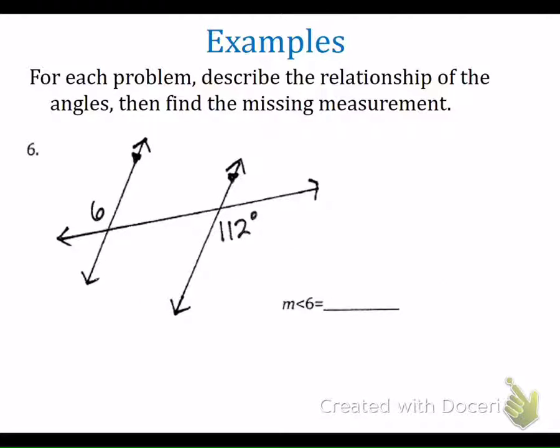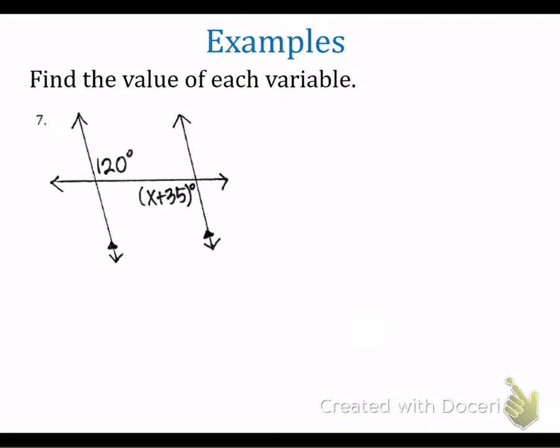All right. Back to just one pair of parallel lines, one transversal. What's the relationship? Alternate exteriors, and alternate exteriors are congruent. All right, here's number 7. Uh-oh.